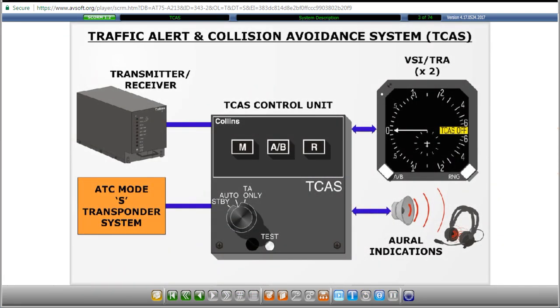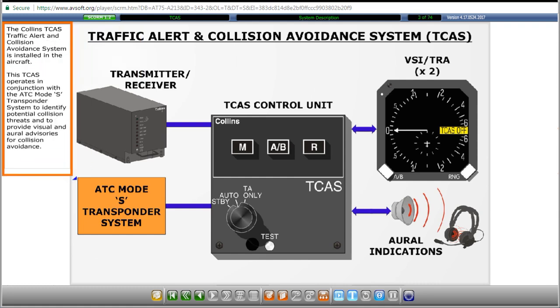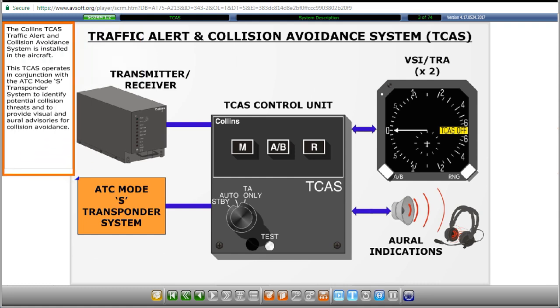The Collins Traffic Alert and Collision Avoidance System, TCAS, is installed in the aircraft. This TCAS operates in conjunction with the ATC Mode S transponder system to identify potential collision threats and to provide visual and oral advisories for collision avoidance.